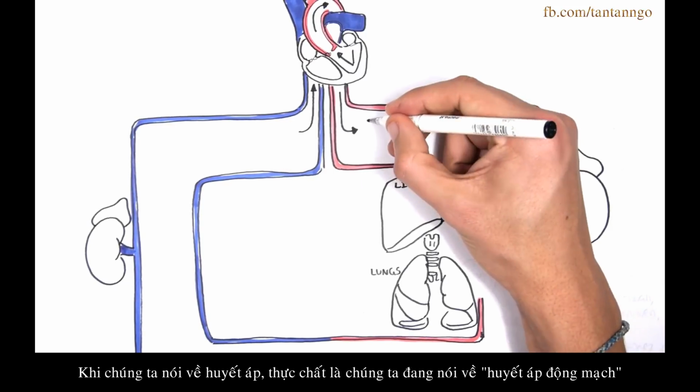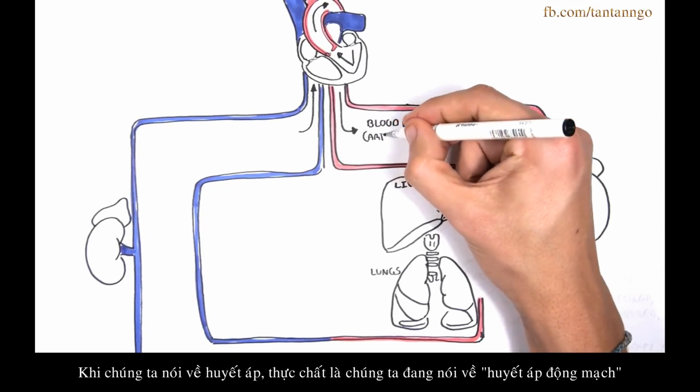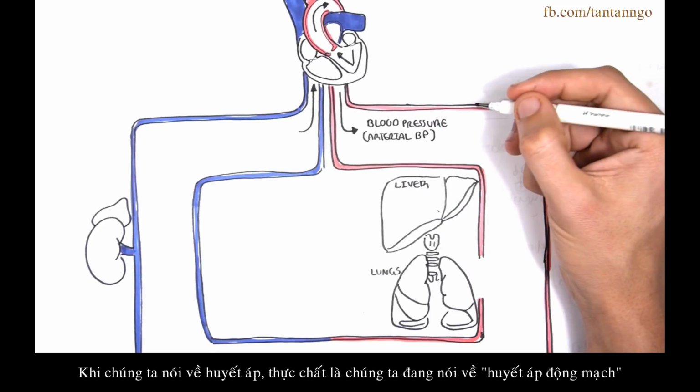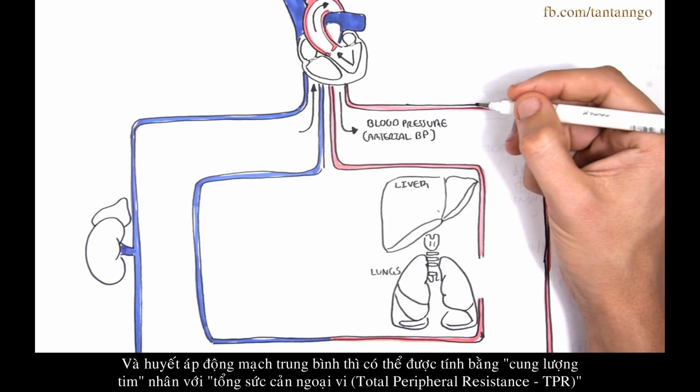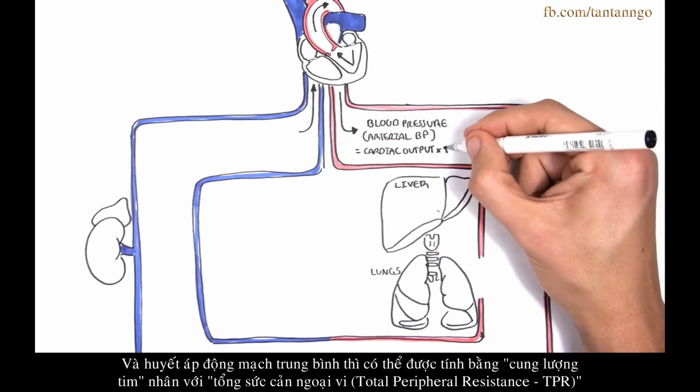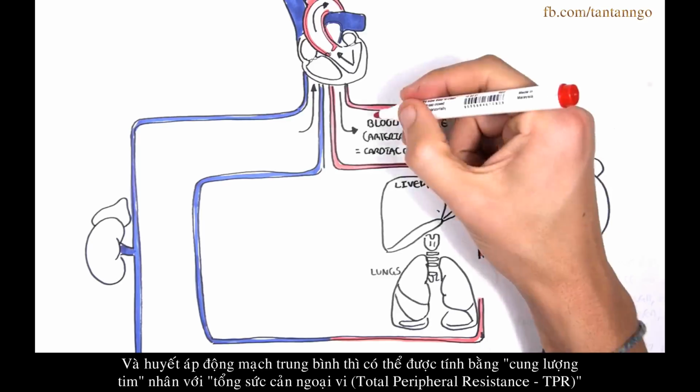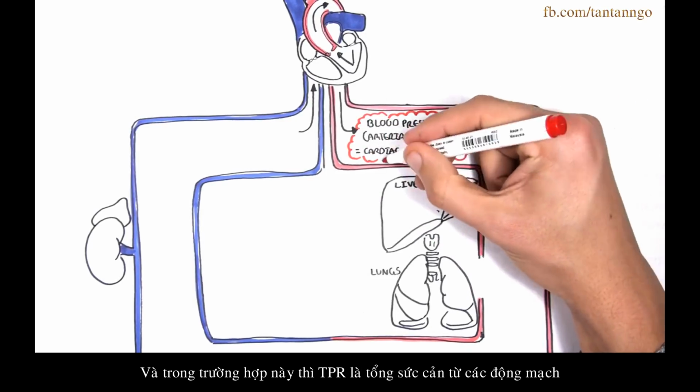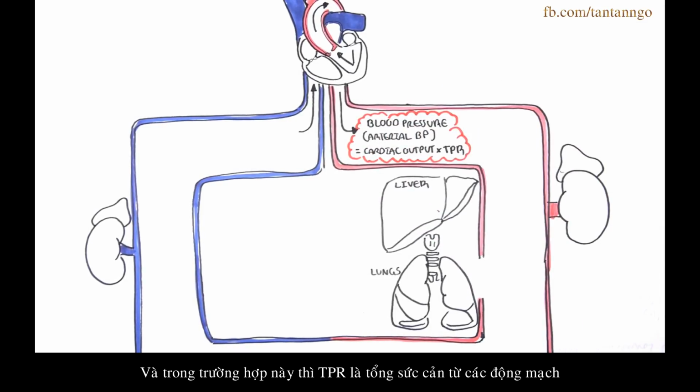When we talk about blood pressure, we are really talking about the arterial blood pressure, so the mean arterial pressure. And this mean arterial pressure can be calculated by having cardiac output multiplied by the total peripheral resistance, TPR. And TPR is the resistance of the vessels, of the arteries in this case.